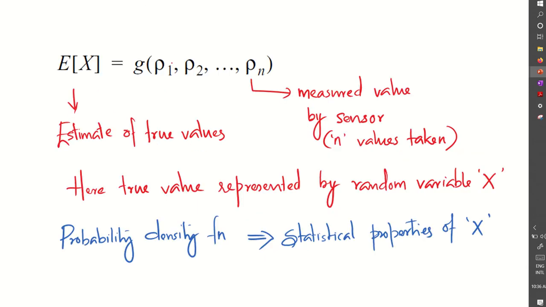Now, take the case of a single sensor, and suppose we are taking n different measured values by the sensor. N values are taken, that is sigma 1 to sigma n. Then as a function of these measured values, we can estimate the true values. Here the true value is represented by the random variable capital X. Therefore, the probability density function gives the statistical properties of X.